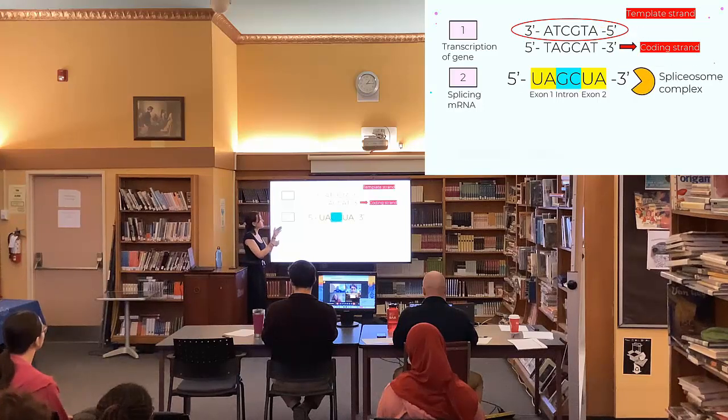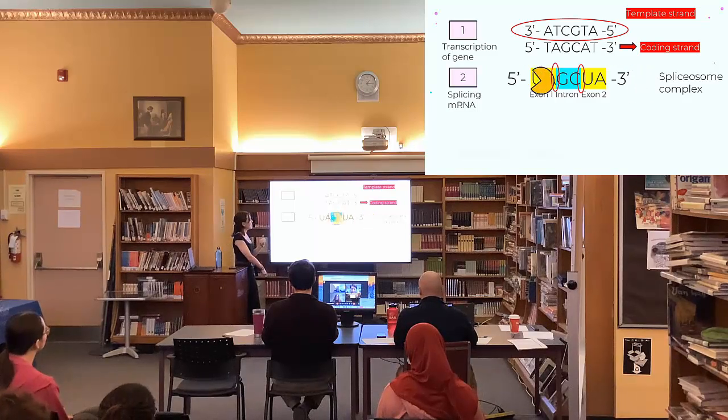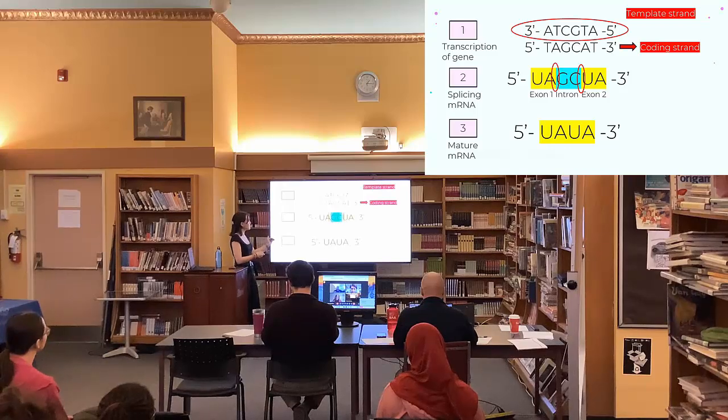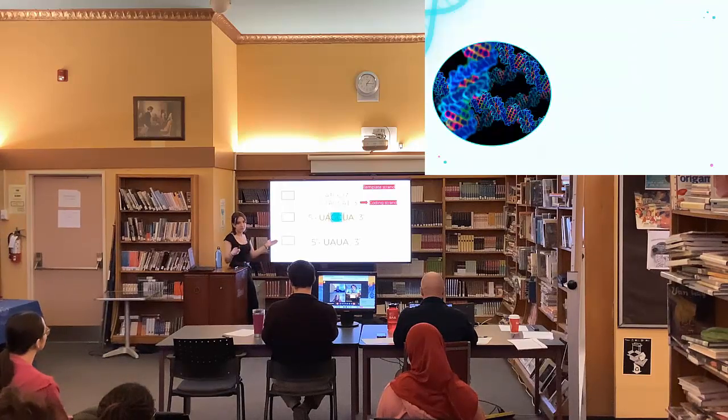It is through the process of splicing that the spliceosome complex comes in. It is the protein in charge of reading the splicing sites between the exons and the introns, and then splicing it to remove the introns and put the exons together into our final mature mRNA.